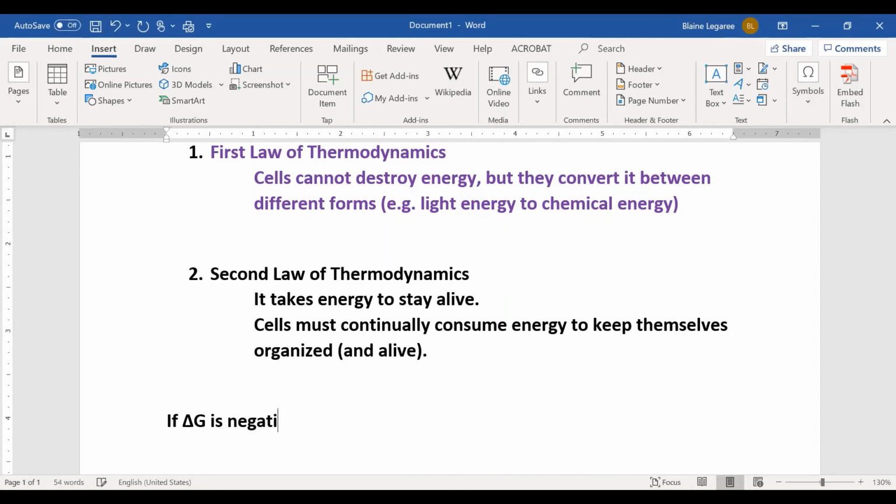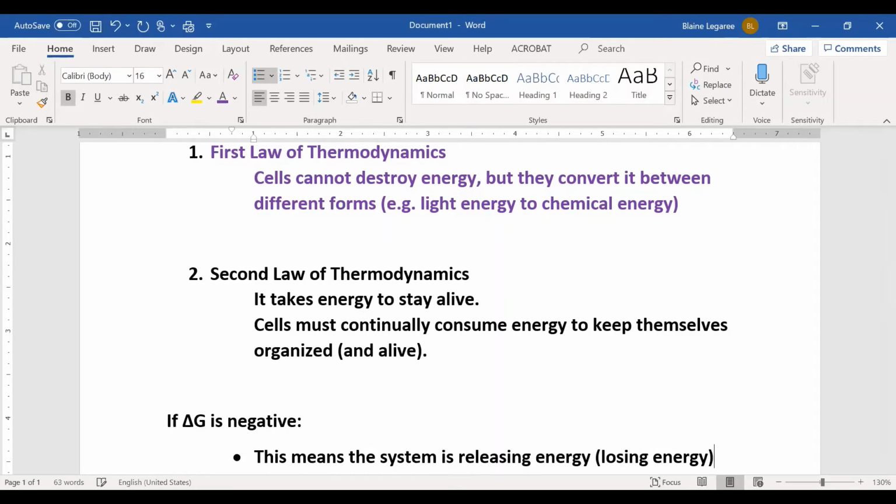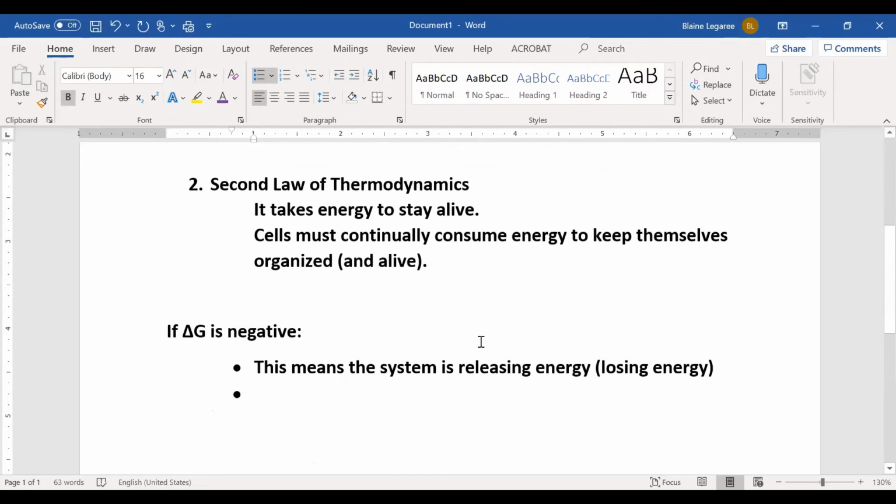So if the delta G is negative, what does this mean? The delta G is negative. This means the system is releasing energy. You could also think of it as losing energy. This also means that the reaction is thermodynamically favorable.